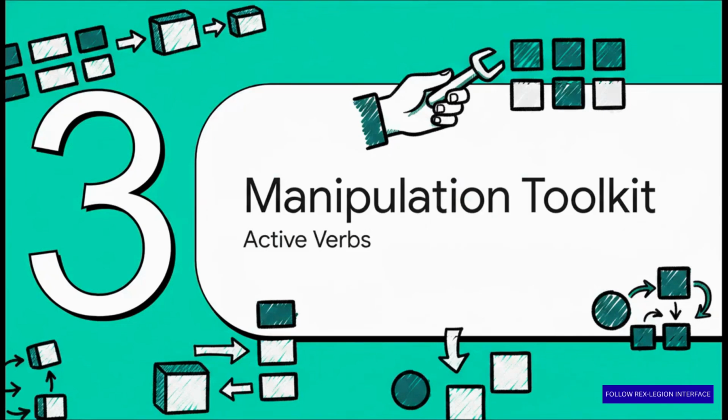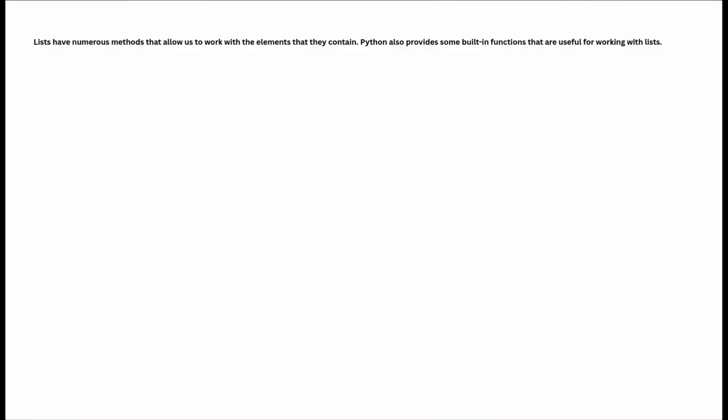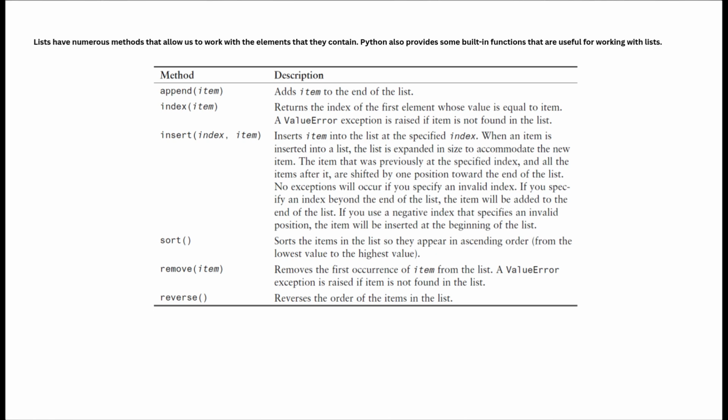All right, Section 3, the List Manipulation Toolkit, active verbs. Because lists are mutable, we can change them up. I actually like to think of list methods as rapid, action-oriented verbs that just transform our data on the fly. Let's rattle off this cheat sheet. We've got append, which just slaps a brand new item right onto the end of your list. There's index, which searches the list and tells you exactly where a specific item lives. Need to squeeze something into the middle?